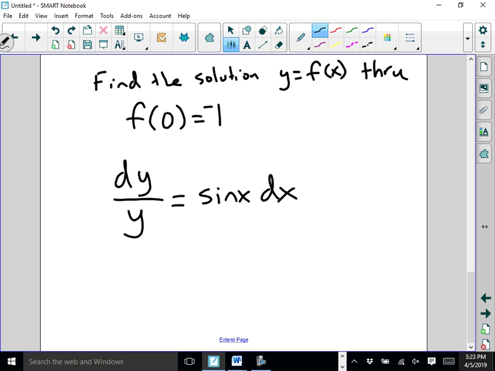Integrate, integrate. Now you might say, what the heck is the integral of dy over y? Well, what's another way of writing dy over y? We could call it 1 over y dy. For some reason, people see it better when they see 1 over y dy. This is a natural log. And now here's where we have to be very careful. It's the natural log of the absolute value of y.